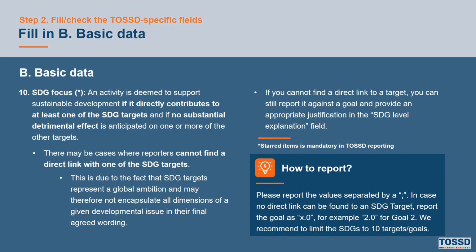Please report the values separated by a semicolon. In case no direct link can be found to an SDG target, report the goal as, for example, 2.0 for goal 2. We recommend limiting the SDGs to 10 targets or goals.